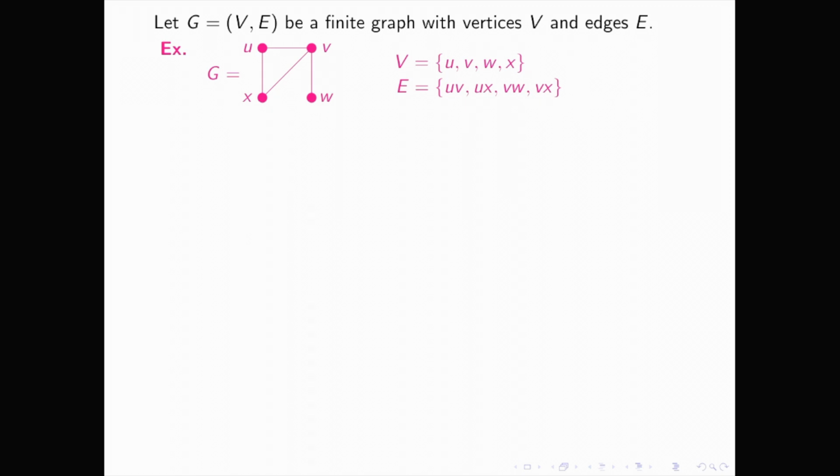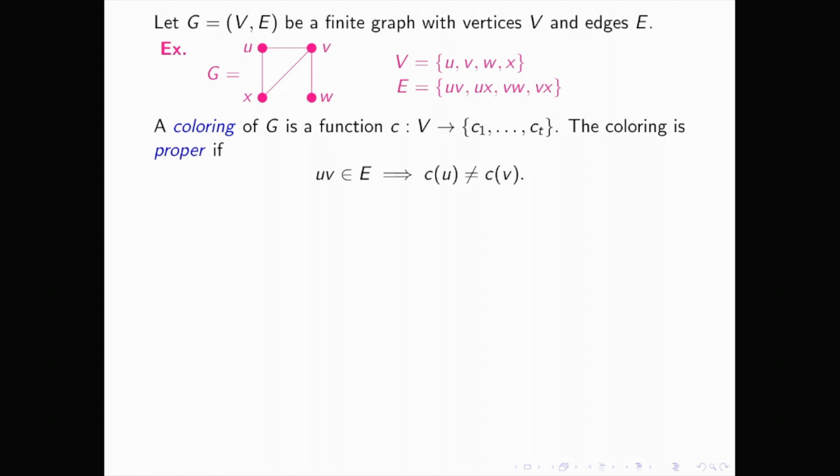What does it mean to color a graph? Well, a coloring of a graph is just a function from the vertex set to some set C1 through CT, which you can think of as a set of colors or numbers or what have you. But anyway, you assign each vertex one of the elements of this set, and that's called a coloring. And we're mainly going to be concerned with what are called proper colorings.